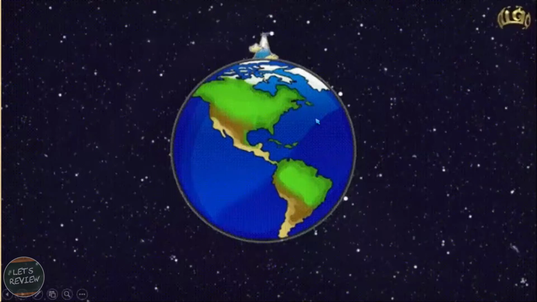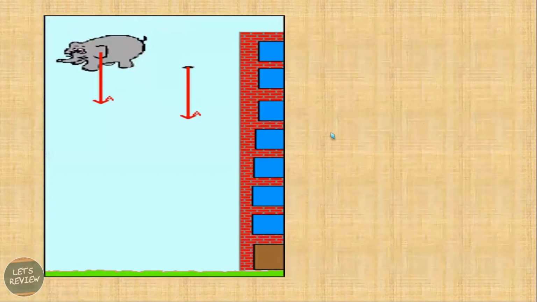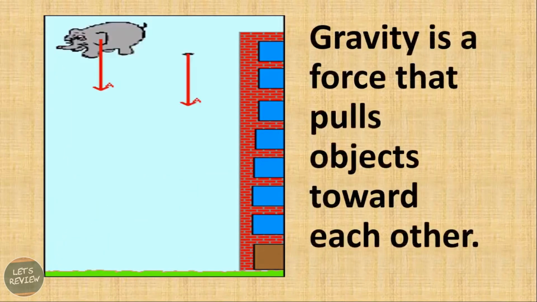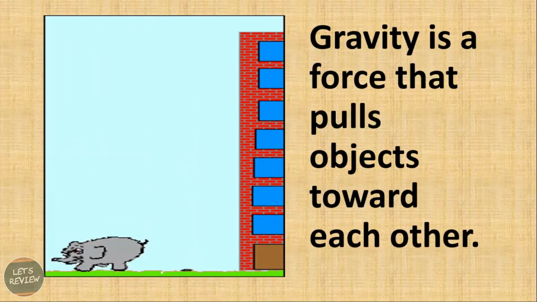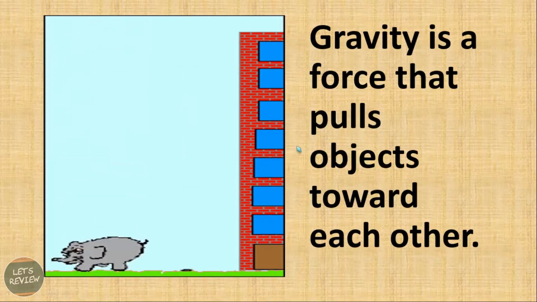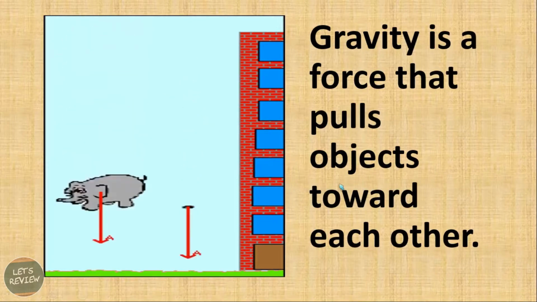Even if you throw the ball, it will not go to outer space because it is pulled by gravity. And remember when I told you about falling objects: when there is no friction or air resistance force, whether heavy or light, both of them will reach the ground at the same time. Again, it's the gravity that pulled them down.